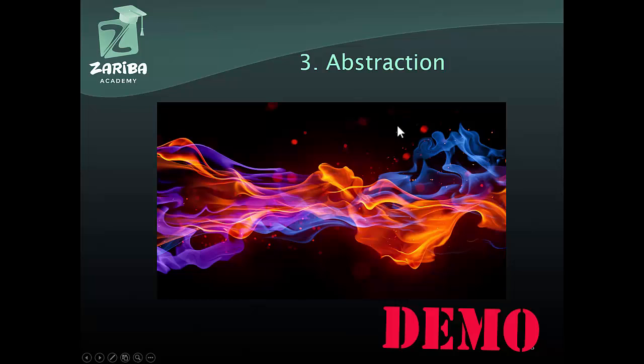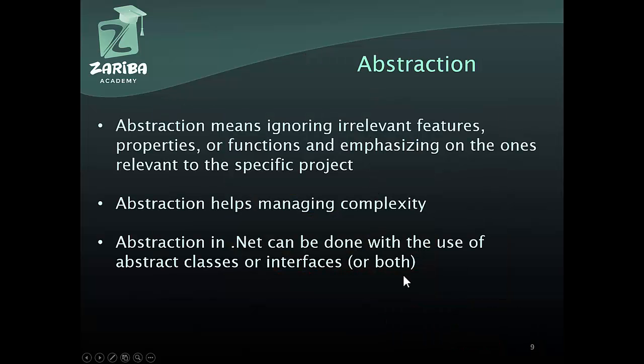Okay, abstraction, and before going into the demo, I would like to go through the slides just to see what that is and what we achieve with it. So abstraction means ignoring irrelevant features, properties, or functions, and emphasizing the ones relevant to the specific project. Right now I don't have a specific project, I'm just testing stuff, so there is no good way to explain this with the current project.